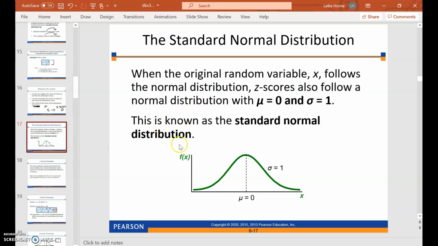So here is what happened. So say our mean was 5 and we converted it to a z-score. Now our mean is going to be 0. Okay? And when you convert the standard deviation to a z-score, it is going to be 1.